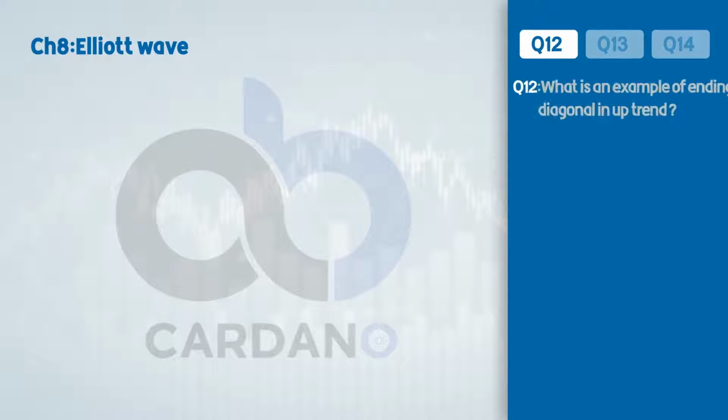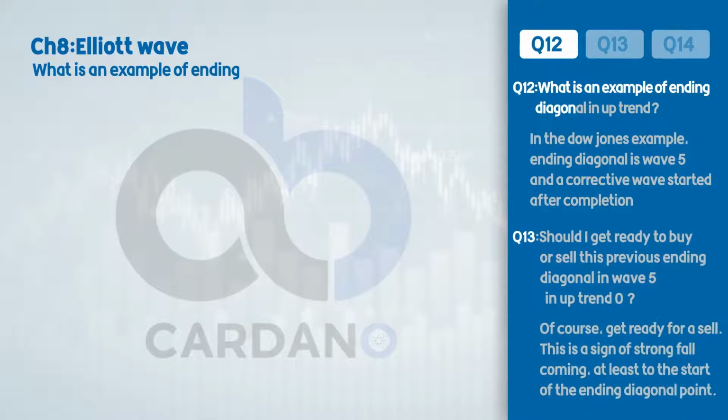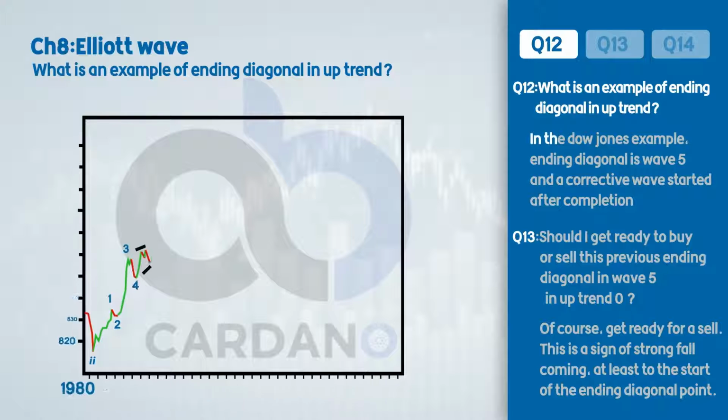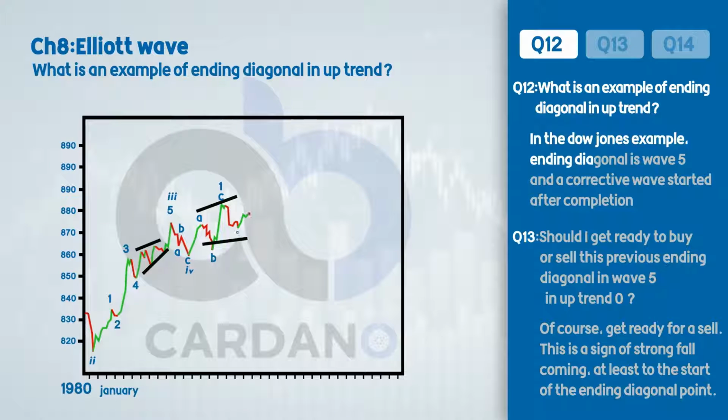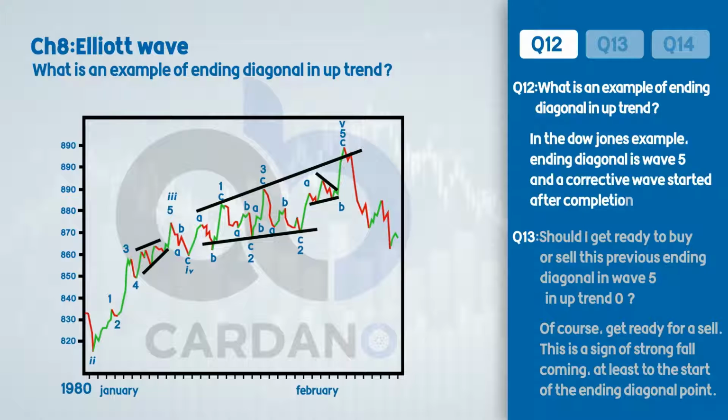Question number 12. What is an example of ending diagonal in uptrend? The answer is, in the Dow Jones example, ending diagonal is wave 5 and a corrective wave started after completion.